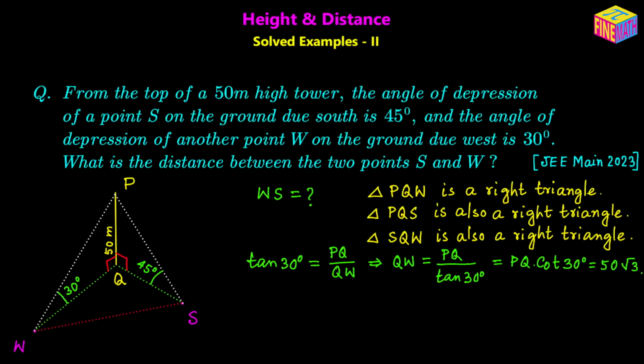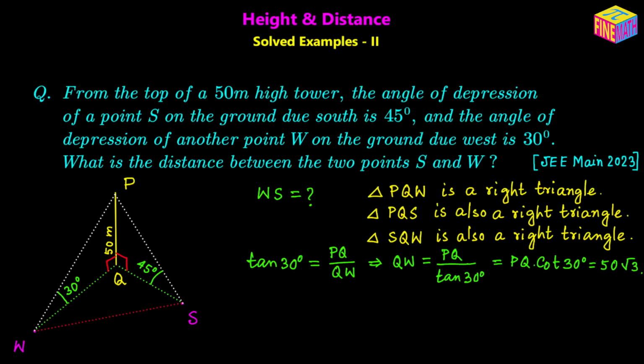Tangent of 30 degree will be equal to PQ over QW, opposite over adjacent, and from here we can say that QW will be equal to PQ over tangent of 30 degree. That can be written as PQ times cotangent of 30 degree, and we know that cotangent of 30 degree is actually square root of 3, so this will be 50 times square root of 3 because PQ is 50 meter. So in place of PQ I have used 50, and then cotangent of 30 degree is equal to square root of 3, so I have written 50 times square root of 3.